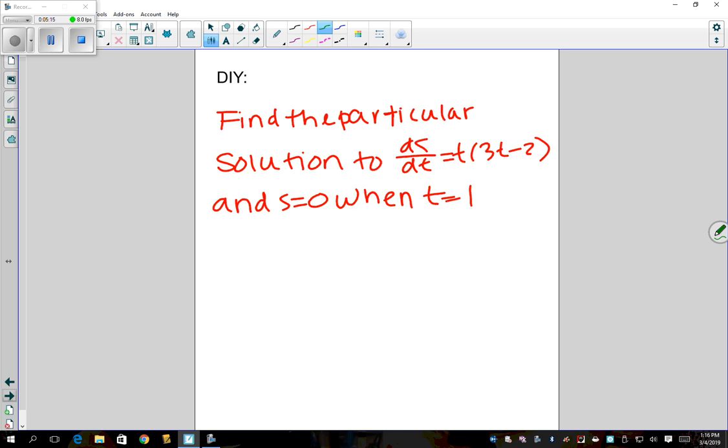Here we go. So here is a DIY for you guys to try. It asks to find the particular solution to the differential equation ds/dt equals t times (3t minus 2), and s equals 0 when t equals 1. My suggestion to you is to distribute that t before you start to integrate. So go ahead, pause the video, and try this yourself.